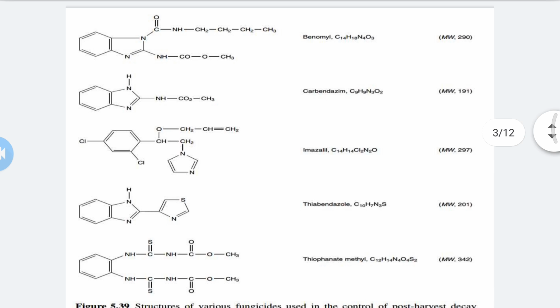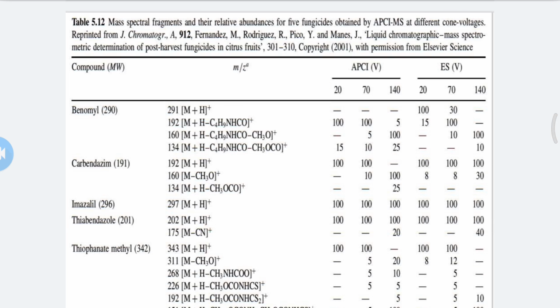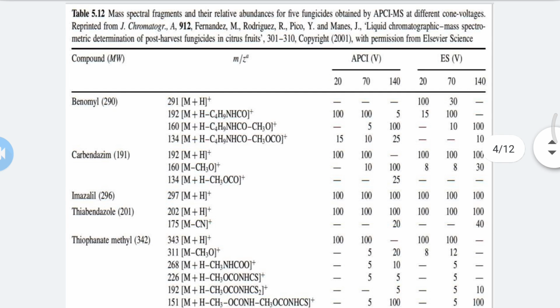But in ESI, the spectrum of binomyl at a cone voltage of 20 volts: first, binomyl's molecular weight is about 290 and its M plus ion is 291. The ESI spectrum of binomyl at a cone voltage of about 20 volts shows the molecular ion as the base peak.